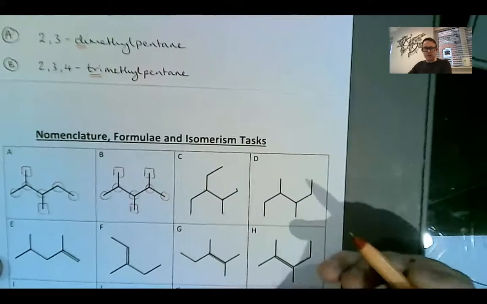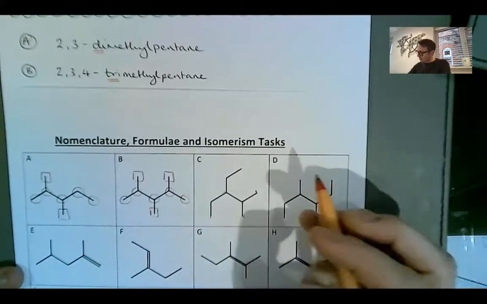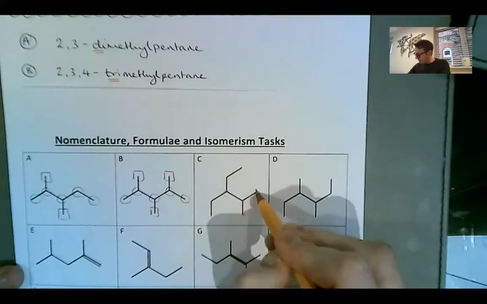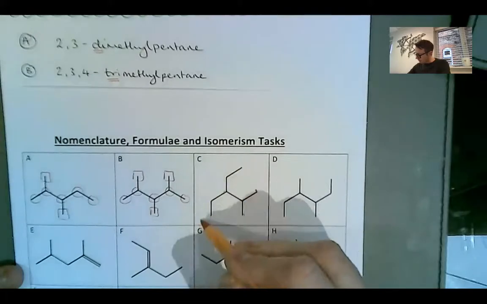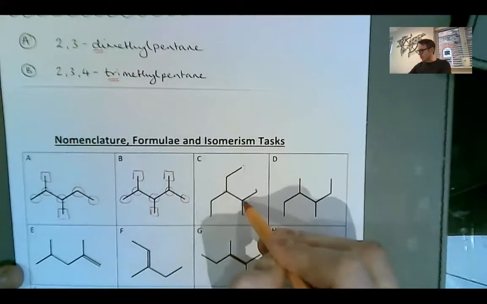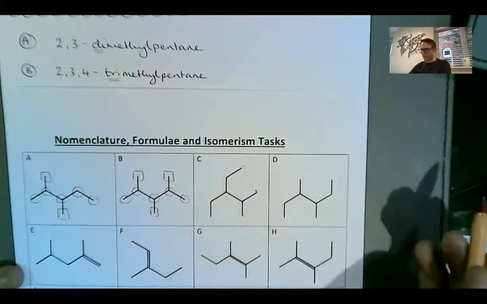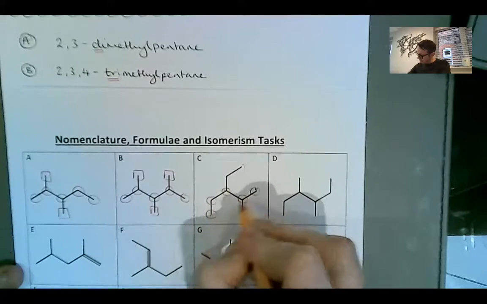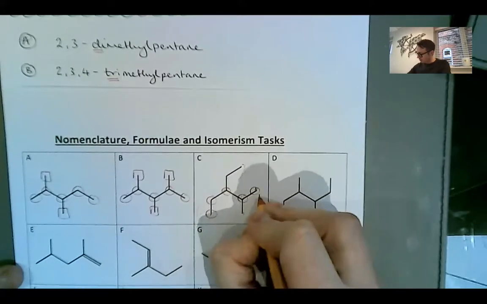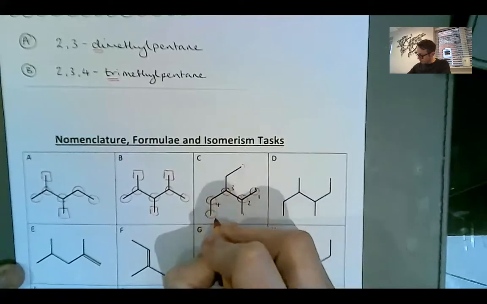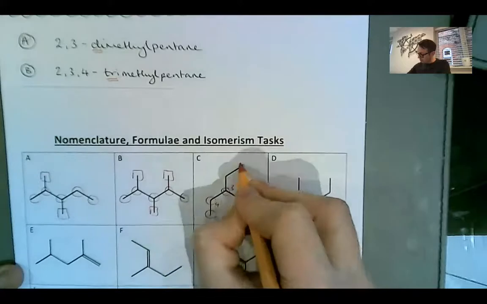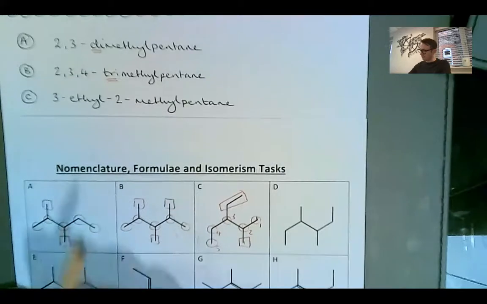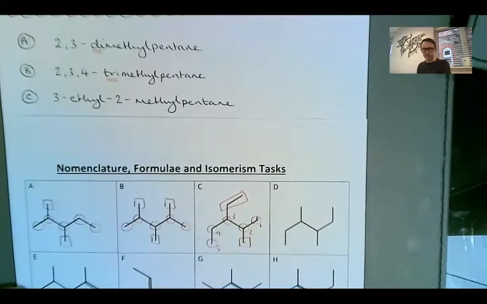A bit trickier this, because we need to come up with the longest carbon chain first of all, and we've got a few options. We could have 1, 2, 3, 4, 5. We could have 1, 2, 3, 4, 5. I'm not going to pick this one as the longest carbon chain because then we've got a branch which has got another branch coming off of it, and that becomes really complicated to name. So I'm going to call this our longest carbon chain here, 1, 2, 3, 4, 5, but I'm actually going to number it in reverse. So we've got a methyl on 2 and an ethyl on 3, but then we have to name them alphabetically. So it's 3-ethyl-2-methylpentane.